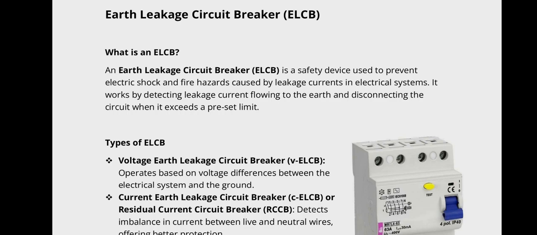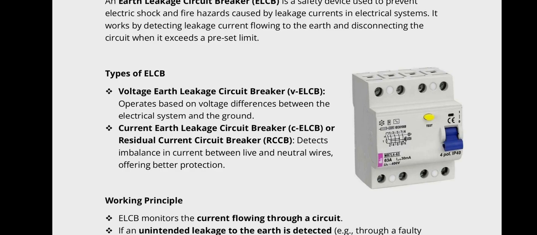Suppose 0.1 ampere or 0.2 ampere going to ground is tolerable, but if more than 0.5 ampere is going into the grounding, that is very hazardous and it may be fatal. So in this principle, the difference between current in phase and neutral is what operates the ELCB. So how many types of ELCB are there? One is operated based on voltage, the voltage earth leakage circuit breaker, while the other is the current earth leakage circuit breaker or residual current circuit breaker.